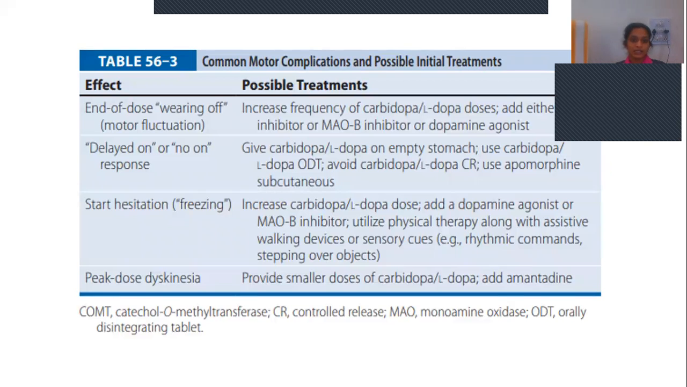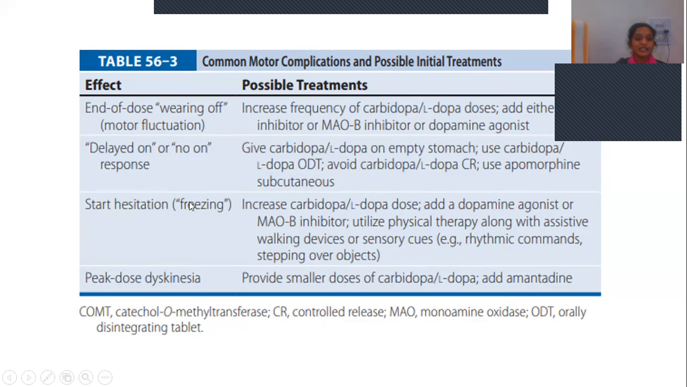So here is a chart: common motor complications and possible initial treatments. If there is end of dose wearing or motor fluctuations, at that time we have to increase the frequency and either add an MAO-B inhibitor or a dopamine agonist. If there is delayed or no on response, then you have to give it on an empty stomach, or it can be given as an oral disintegrating tablet or controlled release, and we can also use subcutaneous apomorphine.